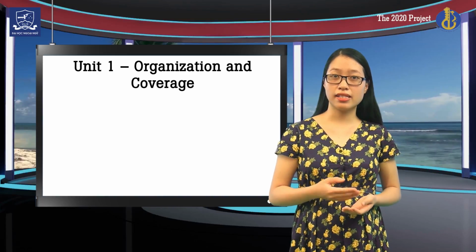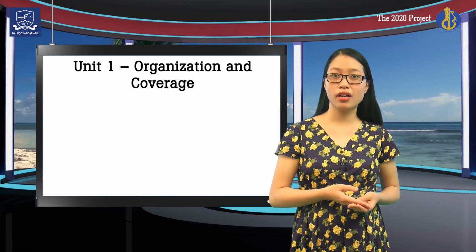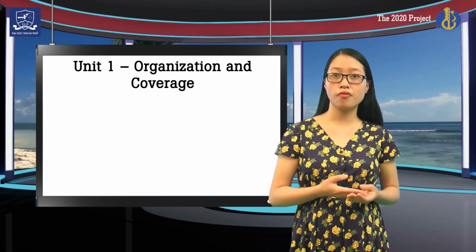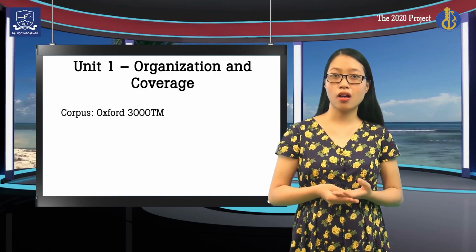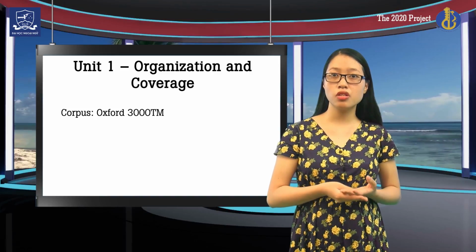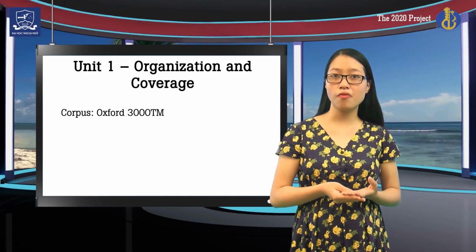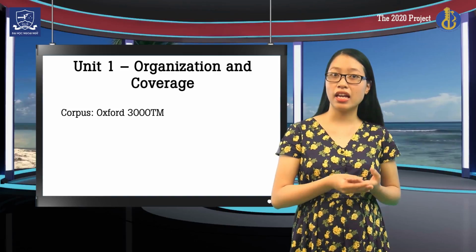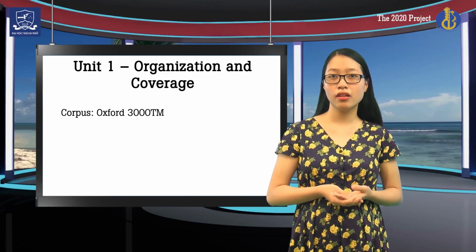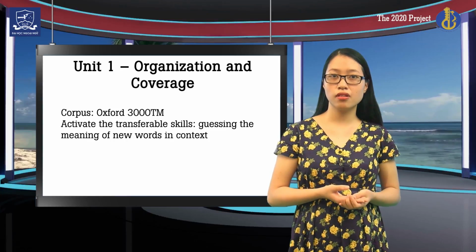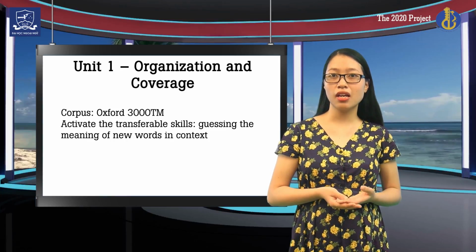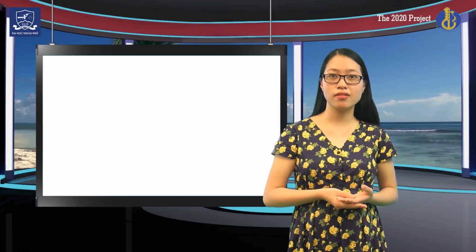As for the organization and coverage of the book, it puts an emphasis on vocabulary when it applies the corpus, which is Oxford 3000, to ensure that learners are only covering the most relevant and useful words. It also tries to activate the transferable skills, such as guessing the meaning of new words in context for learners.